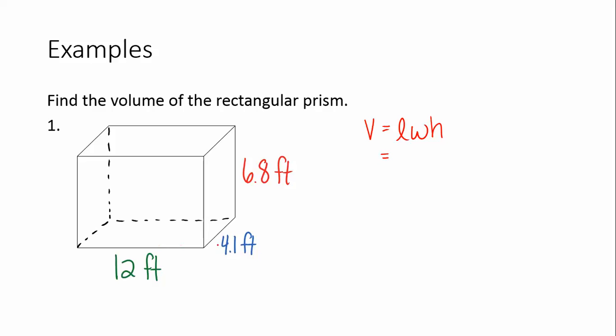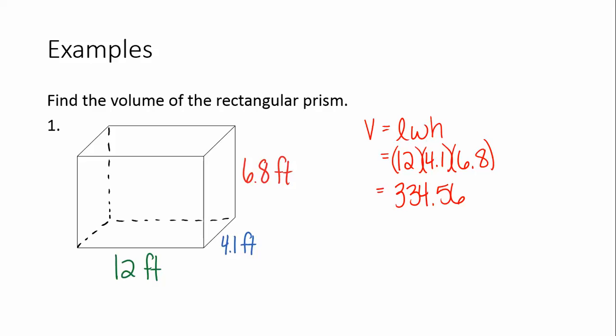So the length of the box is 12 feet. The width of the box is the bottom blue number 4.1, and the height is 6.8. So you're going to multiply that in your calculator, 12 times 4.1 times 6.8, and it's going to give you 334.56.